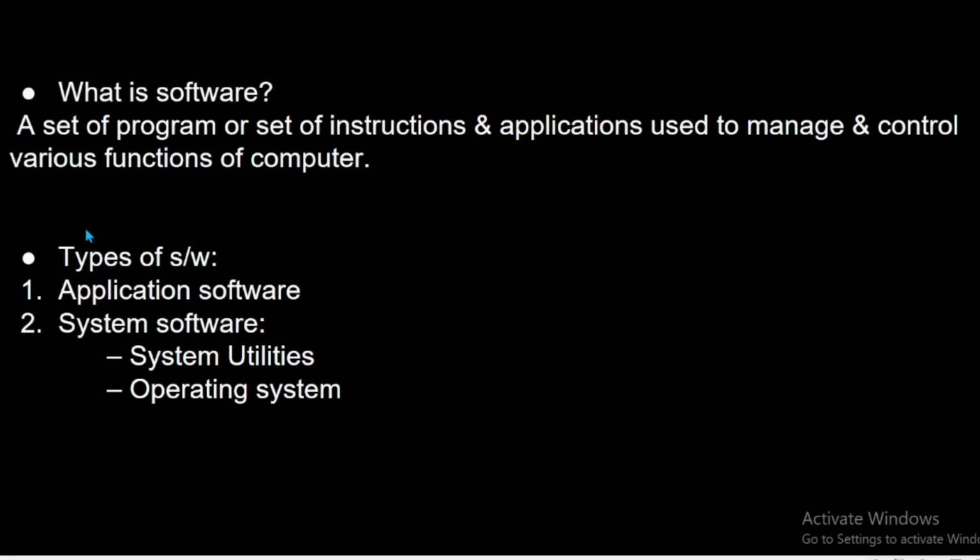Software is broadly divided into two types. First one is application software. Second one is system software, which is further classified into two types, that is system utilities and operating system. So operating system is basically a type of system software. Let us understand all of this in detail.